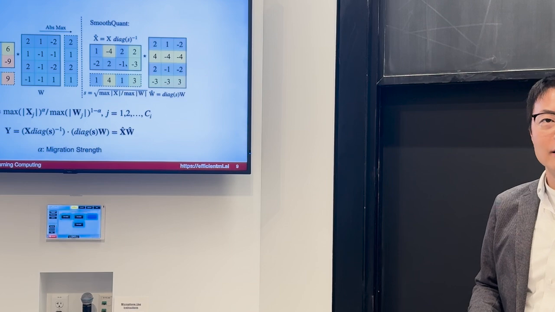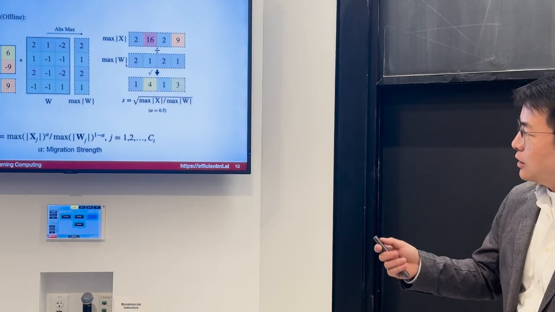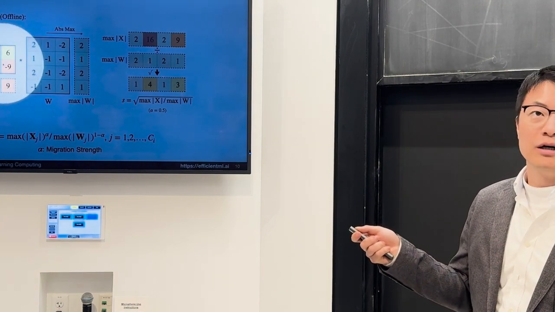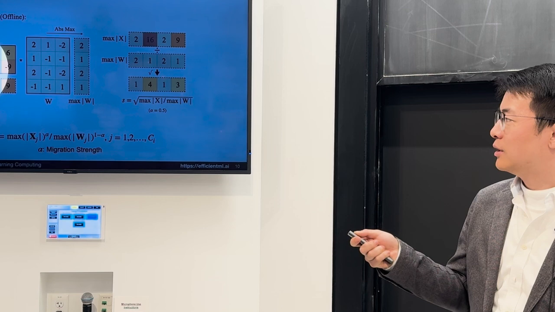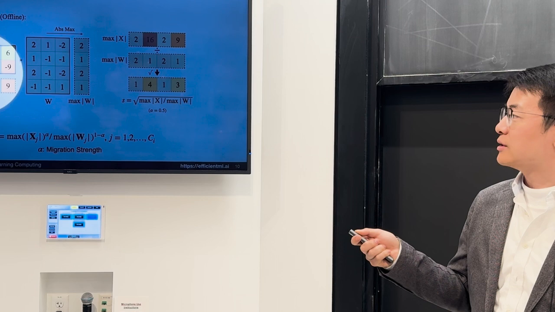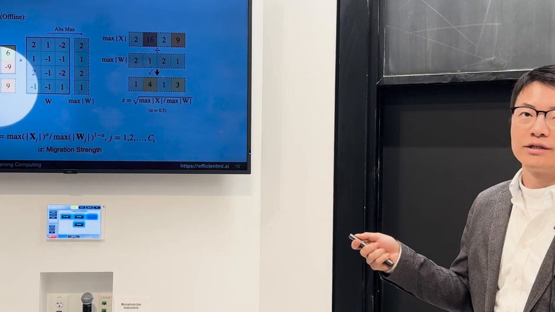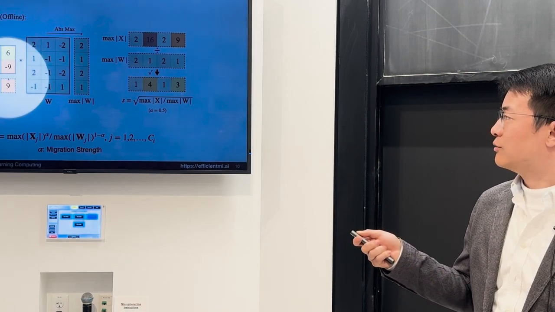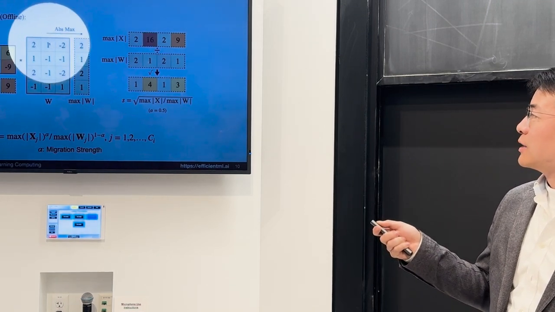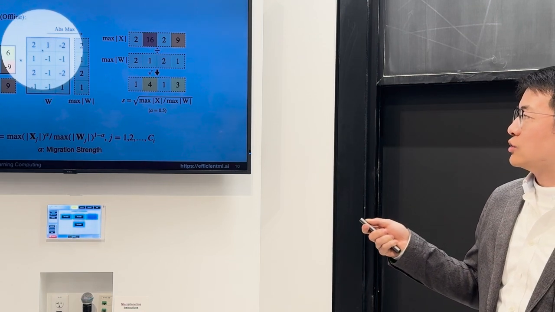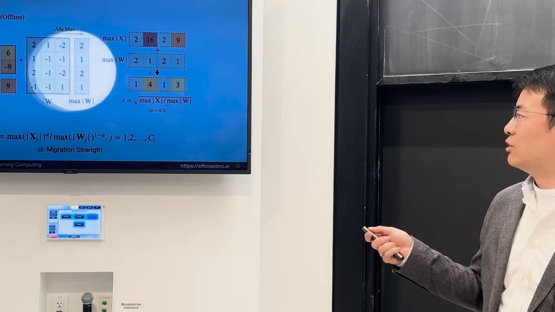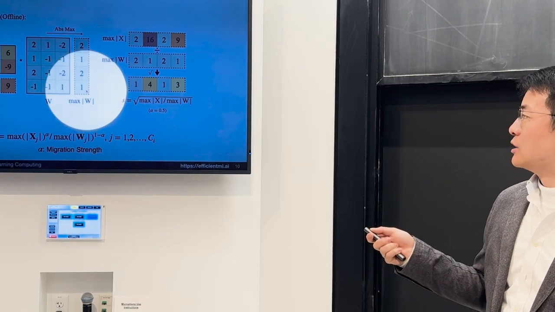So how did we achieve that? Let's see the derivation. So let's first find the max of the absolute value of each column. In the first column, the absolute value max is 2. Second column, the max of the absolute value is 16. Third column, the max of the absolute value is 2. Fourth column is 9. Right? So we get a max of the absolute value of activations. For the weights, we do it in another direction. For the first row, we get the max absolute value 2. Second row, third row, and the fourth row. Okay?